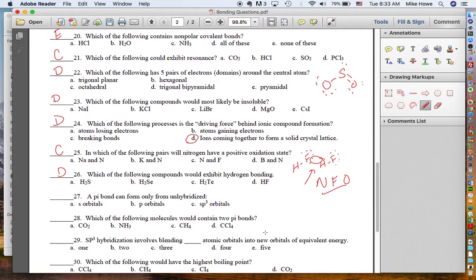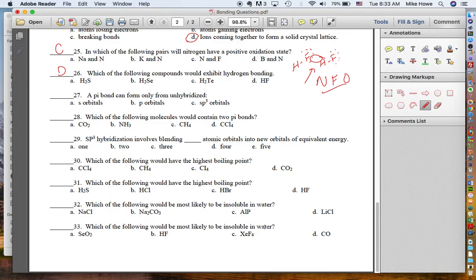A pi bond forms from unhybridized p orbitals. Remember the sigma bond is on a straight line, and the pi bond comes from these p orbitals that overlap here and here. So that's B. Which of the following molecules will contain 2 pi bonds? To have 2 pi bonds, you'd either have to have a triple bond or 2 double bonds. So when you draw the dot diagrams, you'll find that letter A has 2 double bonds.